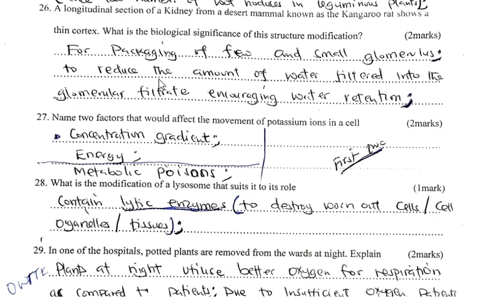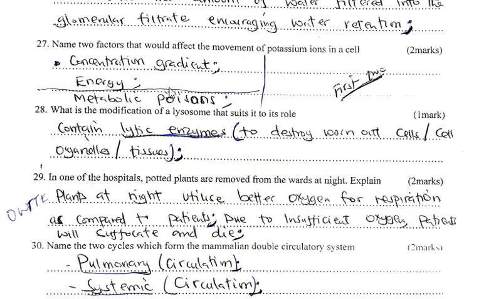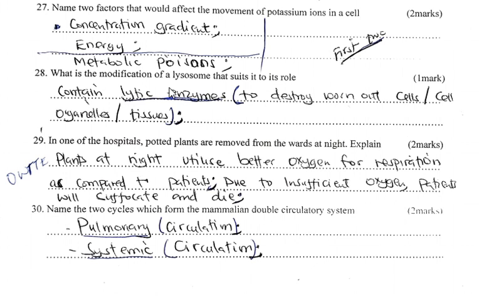Question 27. Name 2 factors that will affect the movement of potassium ions in a cell. We have concentration gradient and also energy plus metabolic poisons. Remember, the movement of potassium ions in a cell is mainly through active transport.